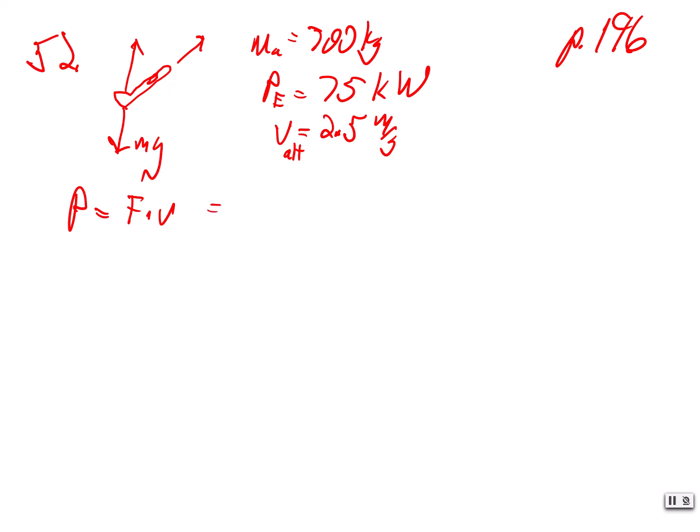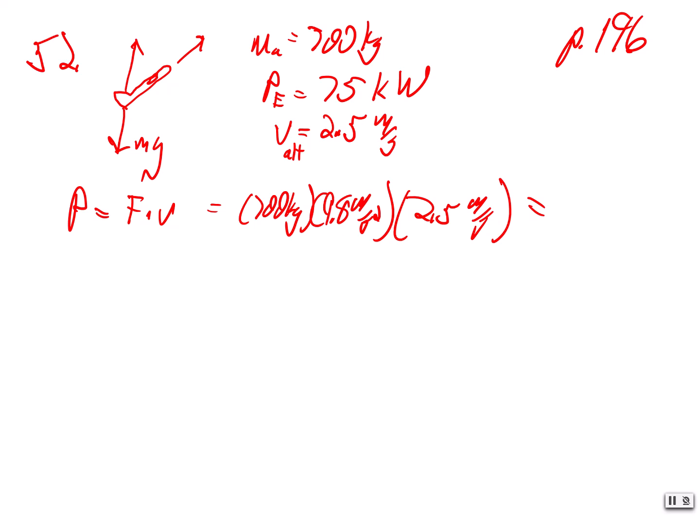How do we find the force? The force of it climbing upward is the same as the weight of the plane. So we have 700 kilograms times 9.8 meters per second squared, and it has to be positive because it's going up, not down, times the velocity, 2.5 meters per second. And we get an answer of 1.71 times 10 to the 4th watts.